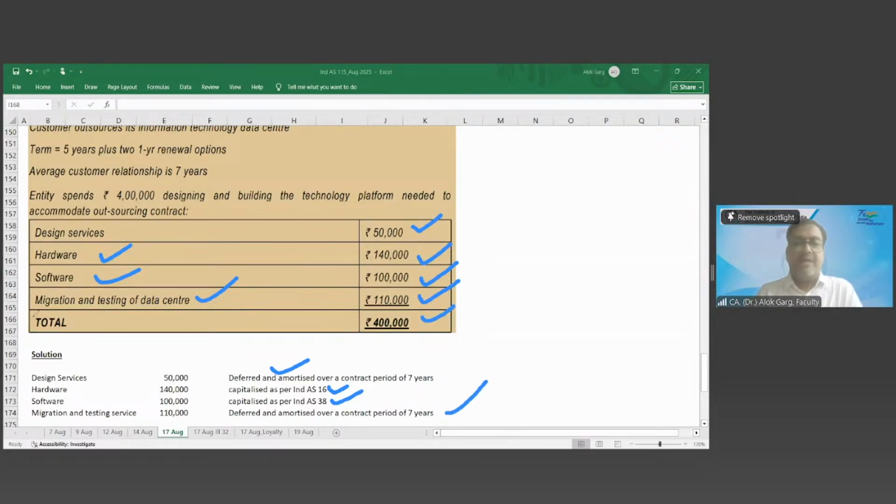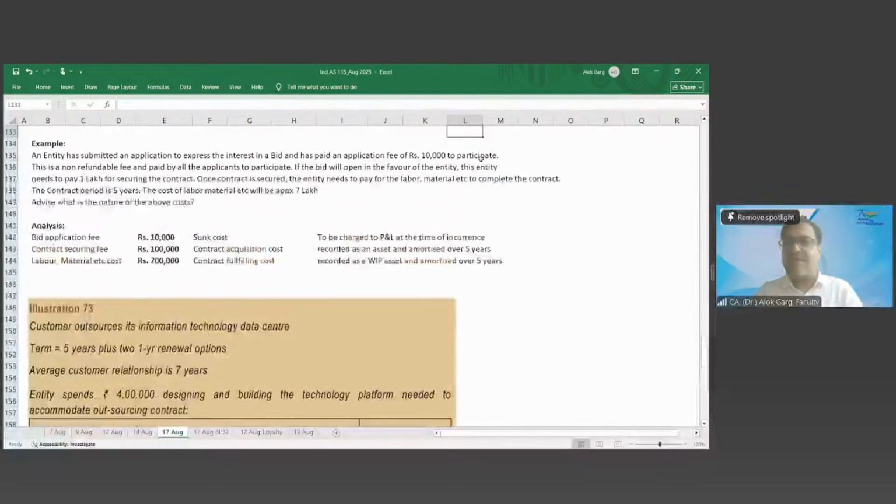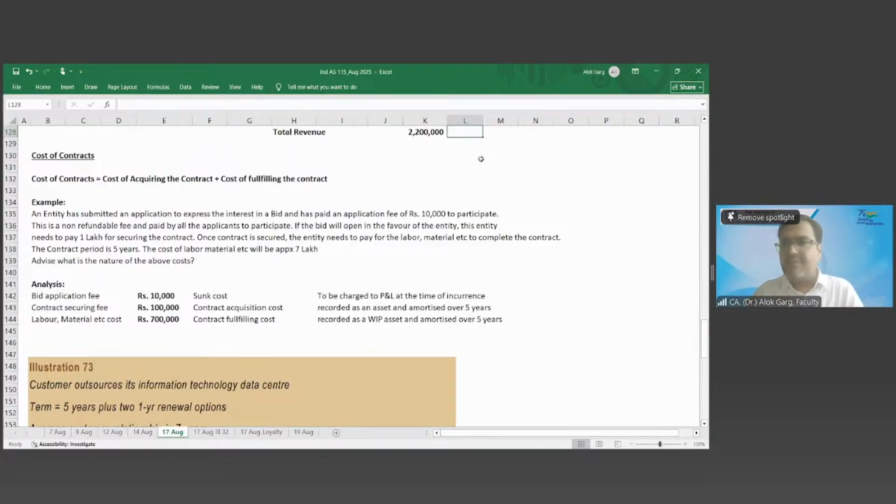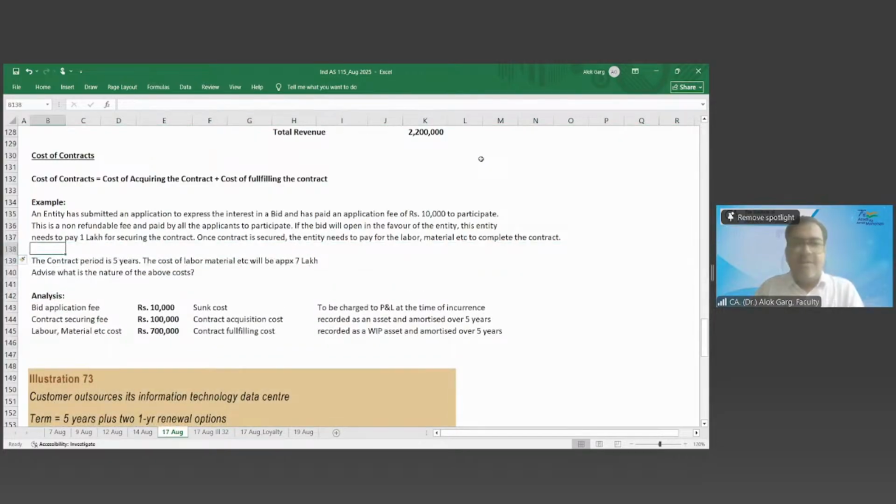I hope now you are very clear on the cost of acquiring the contract and the cost of fulfilling the contract, and how this is going to be accounted for. Let me add one more thing in this example. The entity has purchased a crane for the purpose of completing the contract, for rupees 15 lakhs. Crane cost. Now this is complete.